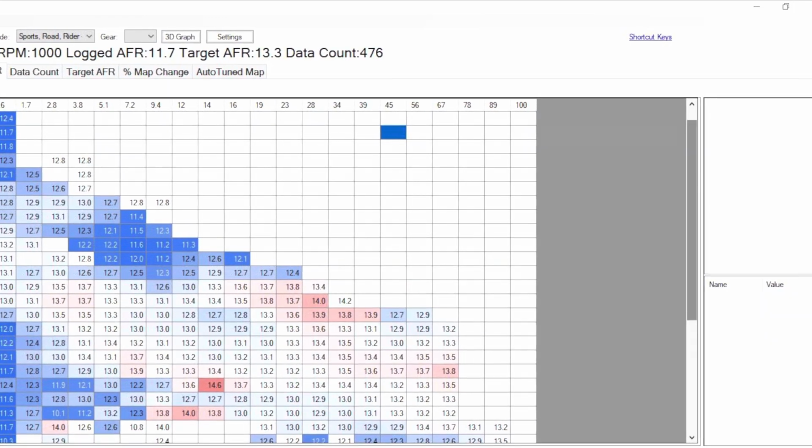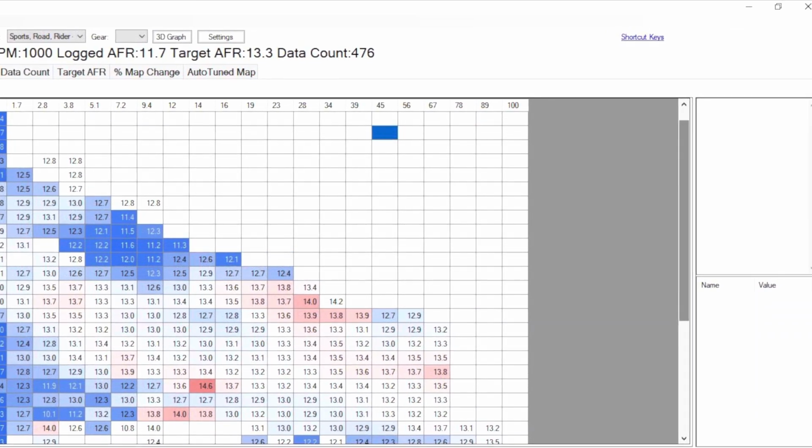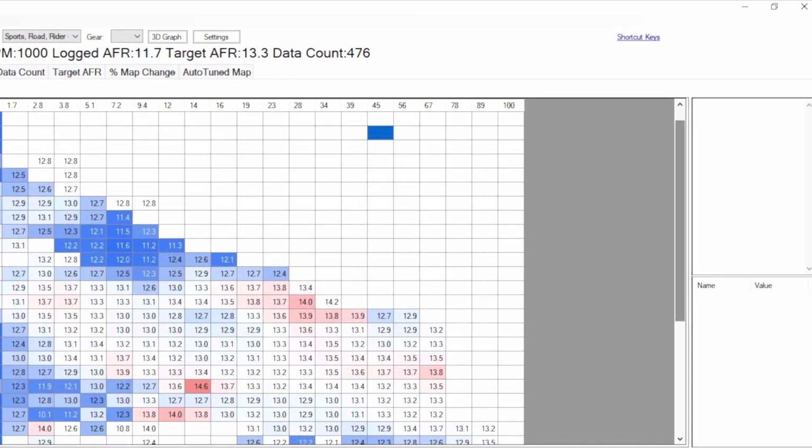So I hope this is helpful to see how precisely I'm able to tune, and helps some people understand why I do road tuning and not just dyno tuning.